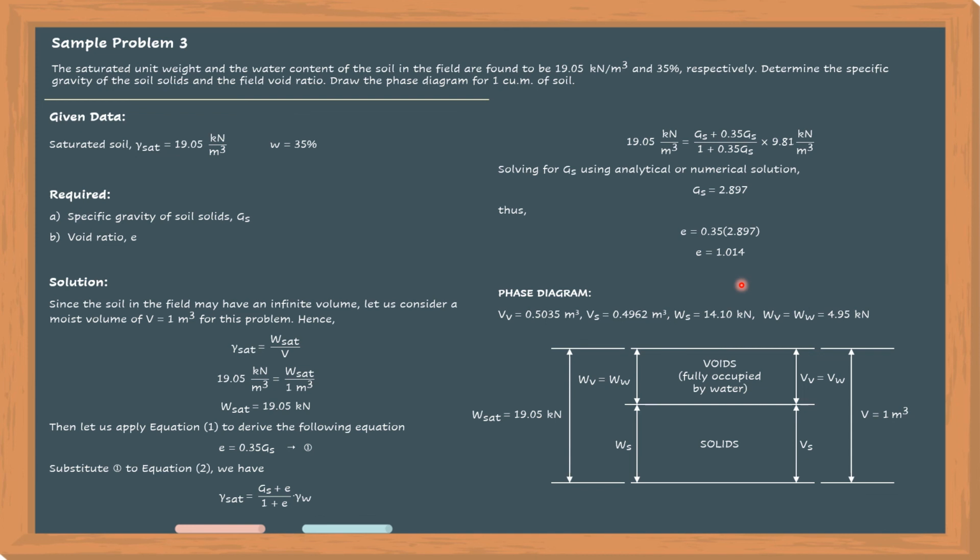I will not be presenting to you the complete solution on how we arrive at the different values presented in the phase diagram. I will leave that to you, so that you can discover how to compute the other parameters presented in the phase diagram.